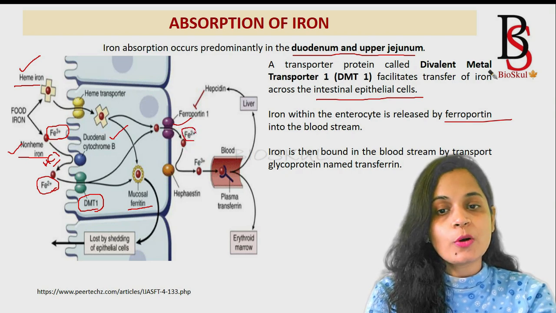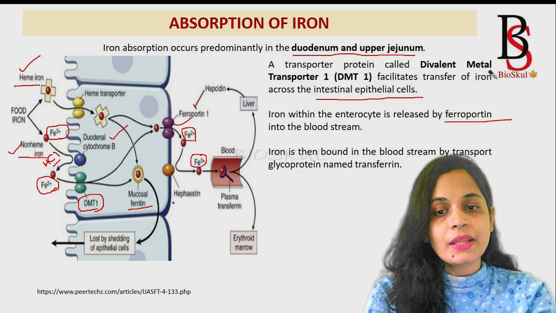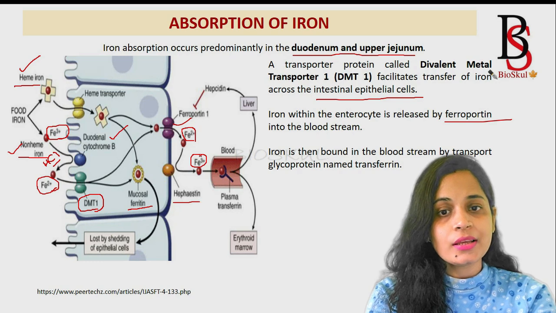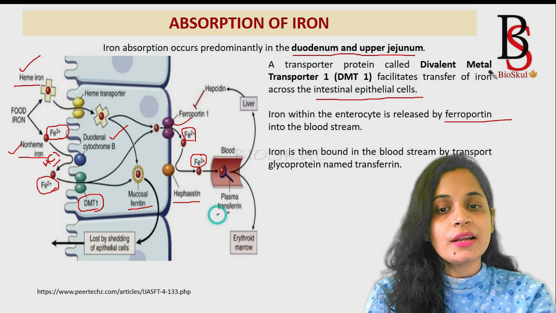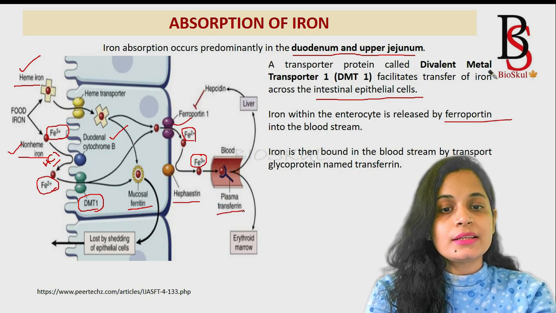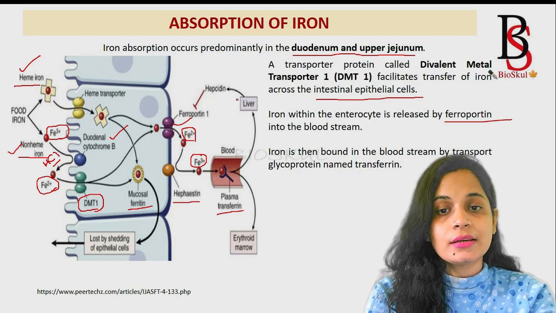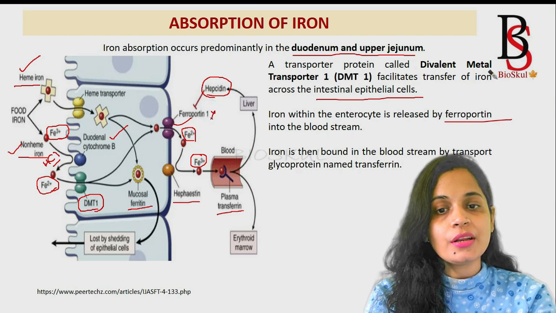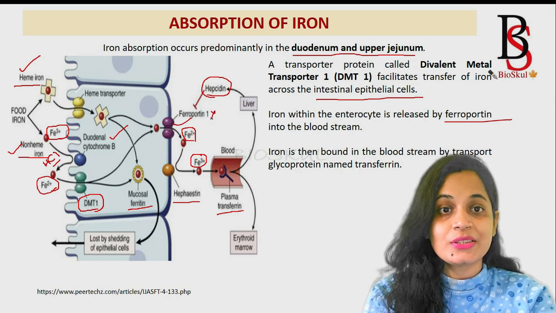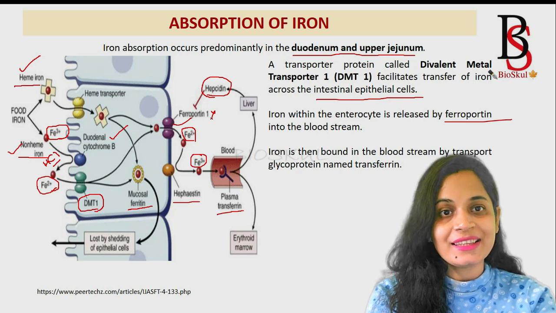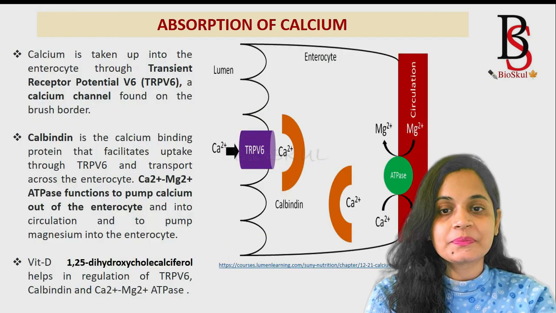Then the ferrous form of iron is converted into the ferric form by hephaestin. Then the iron in the ferric form binds to transferrin and is transported in the blood. And here the liver produces hepcidin, which will help in the inhibition of ferroportin 1. So this is how iron gets absorbed in the gastrointestinal tract.